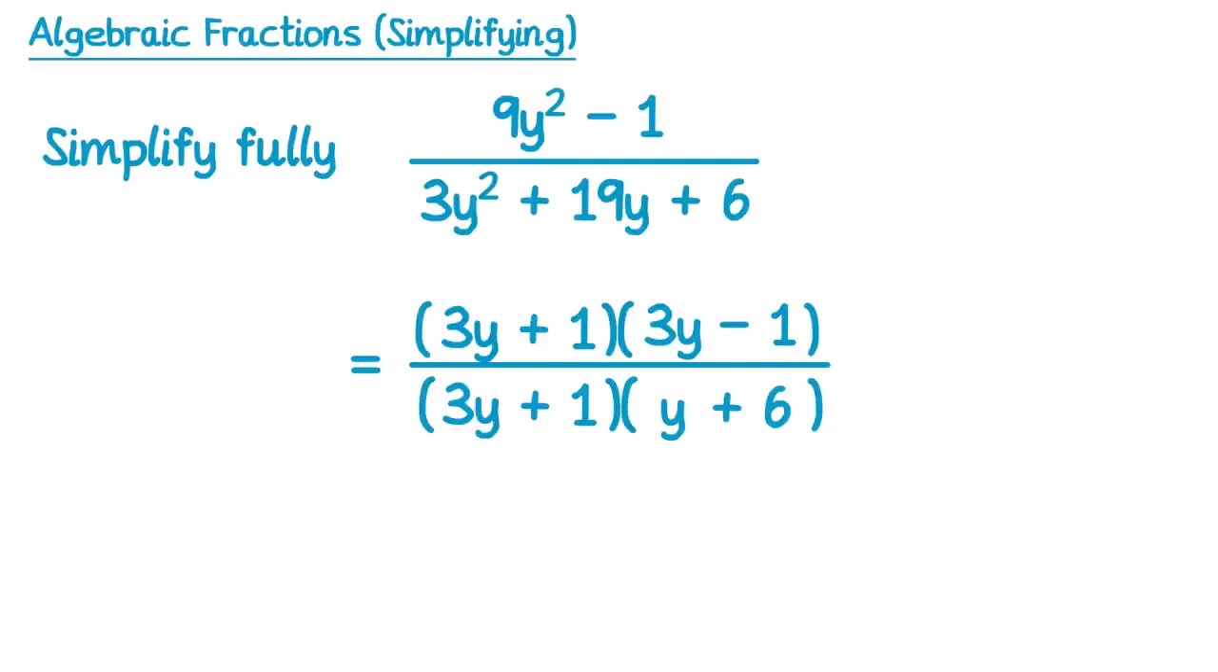So even though this quadratic would normally be quite difficult to factorize, it was made a little bit easier by looking at the brackets we had when we factorized the numerator. So we can now go ahead and cancel. These two brackets are the same, so they'll cancel out. So we're left with, on the top, 3y minus 1, and on the bottom, y plus 6.